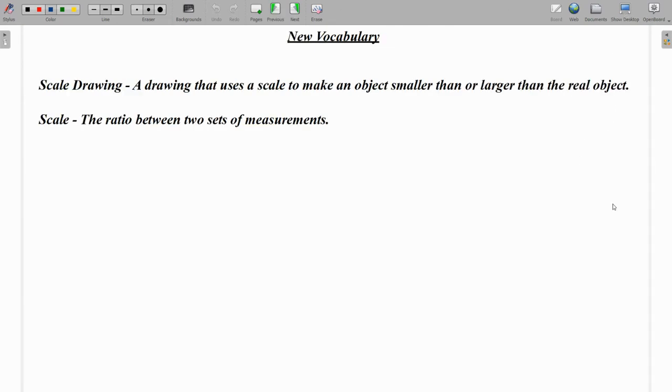In our new vocabulary, the word scale drawing is a drawing that uses a scale to make an object smaller than or larger than the real object. When we make something smaller than, we call that a reduction, and when we make something larger than, we call that an enlargement. The word scale is the ratio between two sets of measurements. Typically, we are working with measurements of length, whether we are comparing inches to meters, inches to feet, or inches to yards, but we are comparing two sets of different measurements to each other.